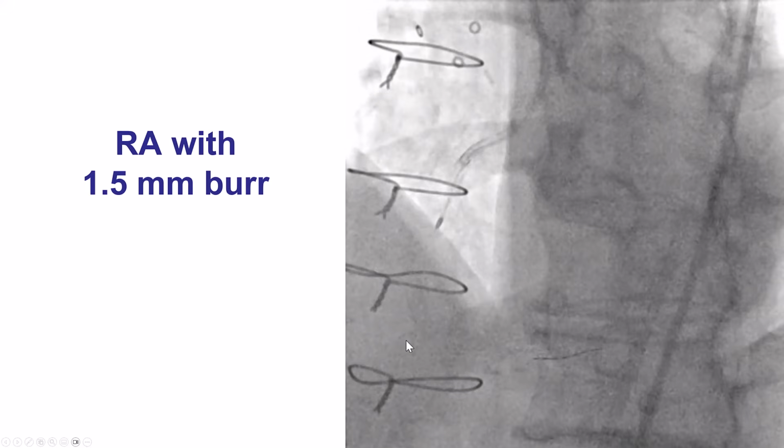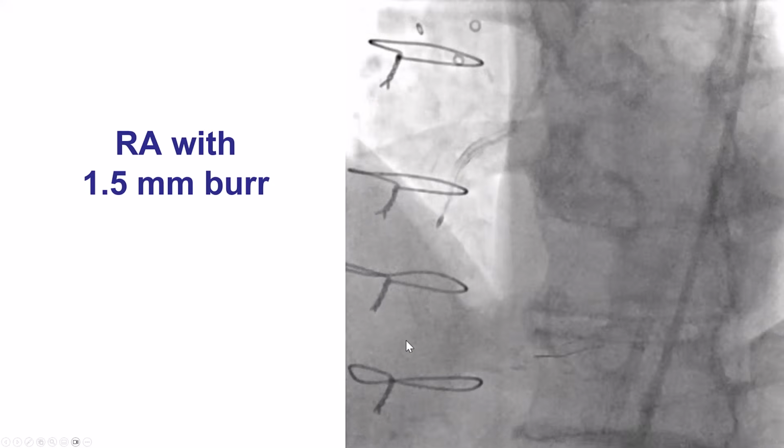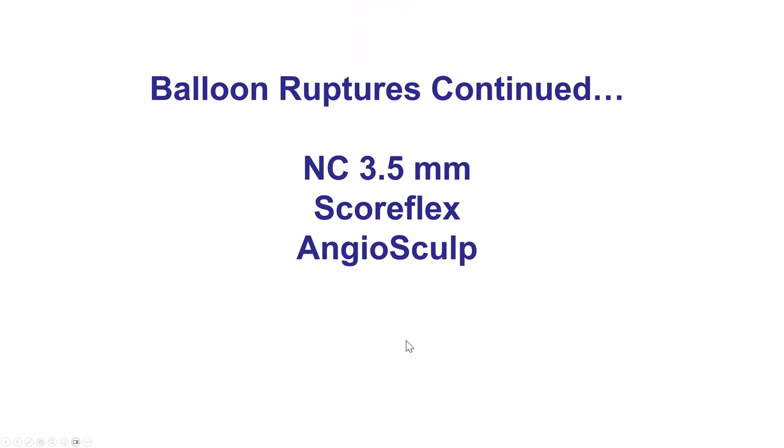So we decided to do atherectomy, 1.5 millimeter burr, did multiple passes in the right coronary artery. But unfortunately, when we took balloons afterwards, non-compliant, ScoreFlex and AngioSculpt, all 3 balloons ruptured in the mid-right coronary.